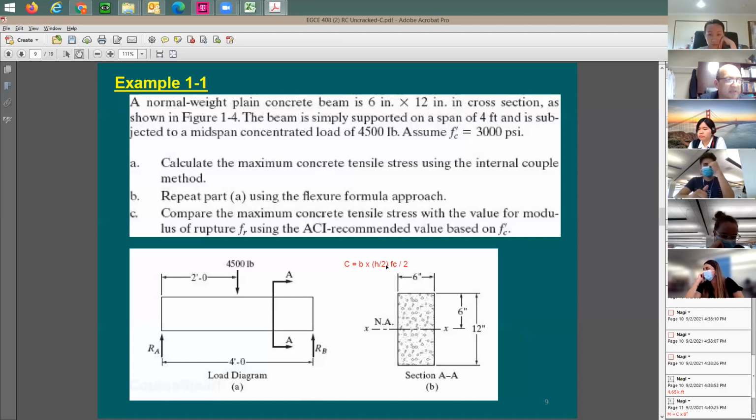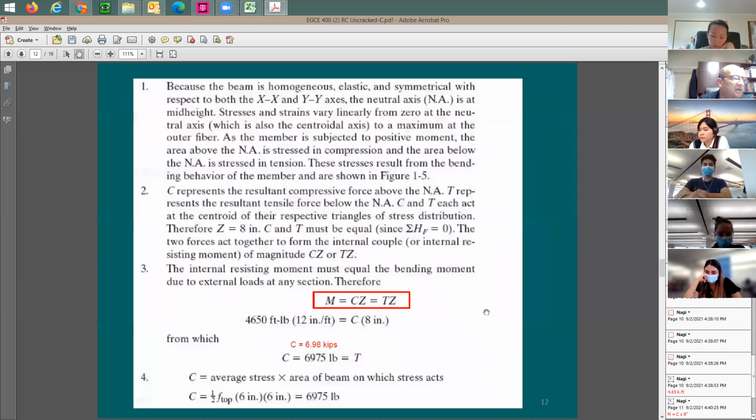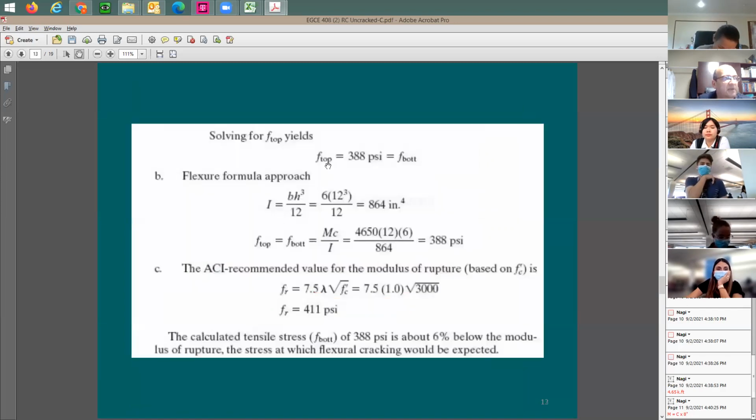So let me take this equation here and remember that the width is going to be 6 inches, 1/2 of the height is going to be 6 inches. That's okay. Let me now move forward and look at it. It's right here. 6 inch for the width, 6 inch, 1/2 of the height, times 1/2 times F on the top, and the whole thing is going to be equal to 6.975, which is the compression force. So this is good. Now I should be able to find out the stress on the top. Here's the stress on the top, 388 psi, based on this equation.